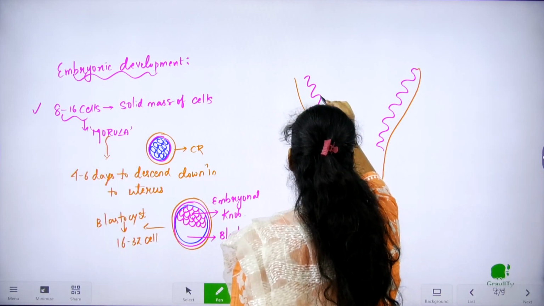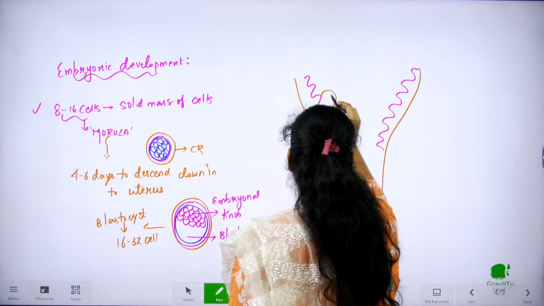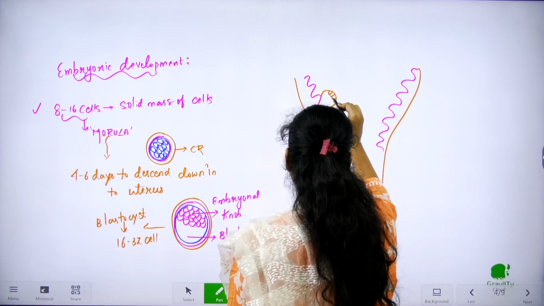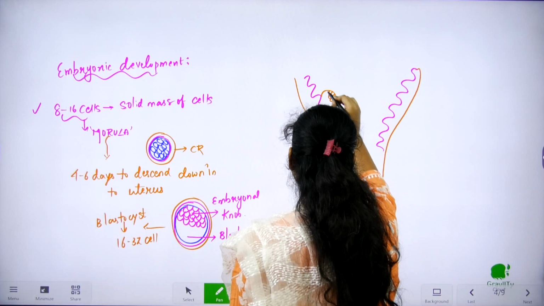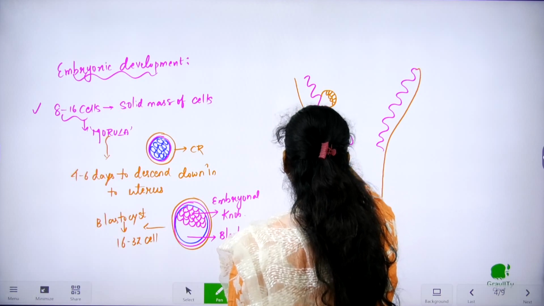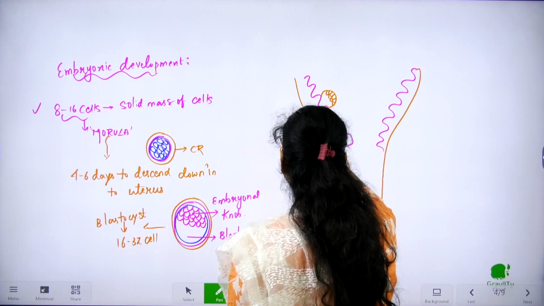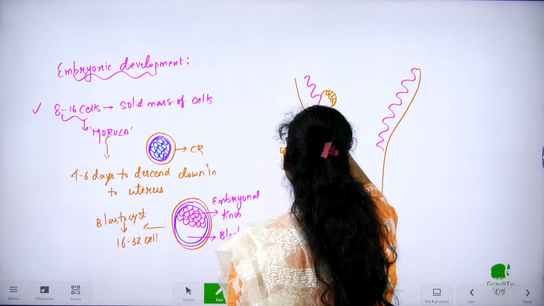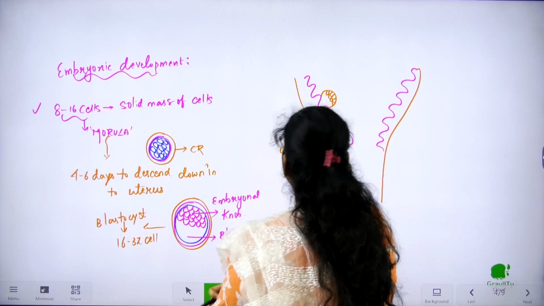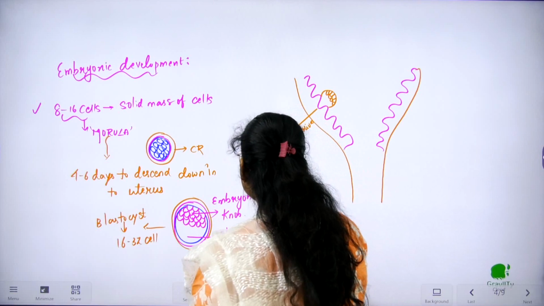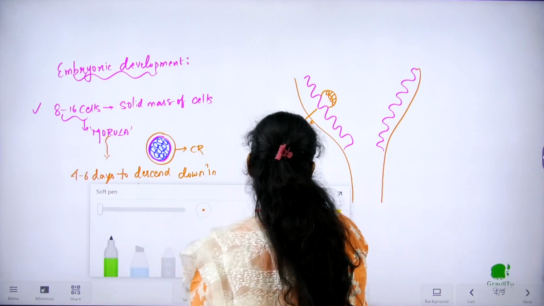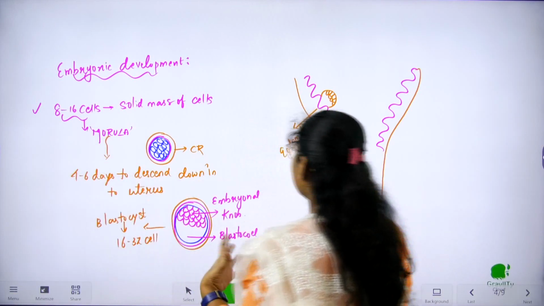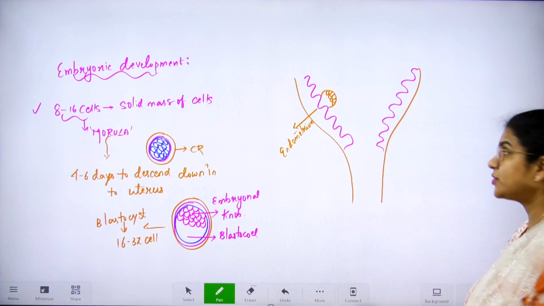Blastocyst has to now come and it has to attach to where? Yeah, this is the blastocyst. It is attaching to the endometrium. This region is the endometrial lining of the uterus. Understood? Guys, before attaching, it has to undergo some changes. So it has to break the zona pellucida and come outside, the blastocyst.